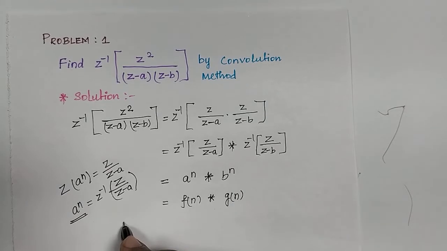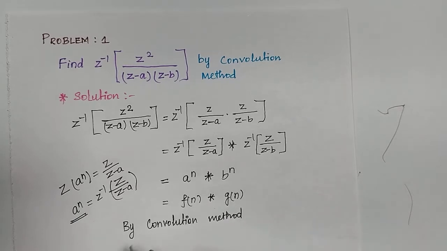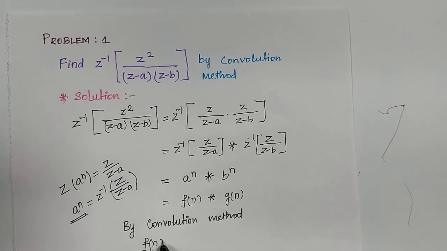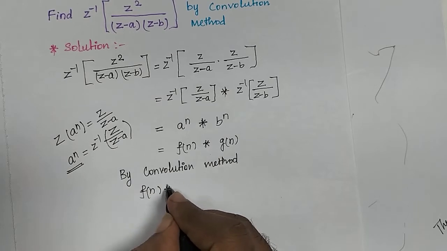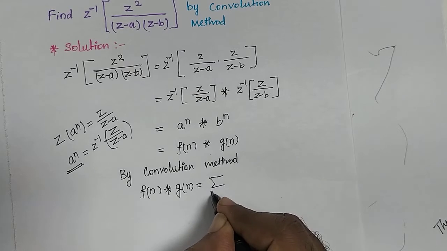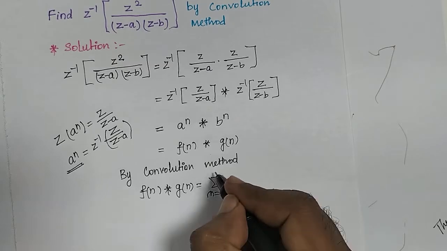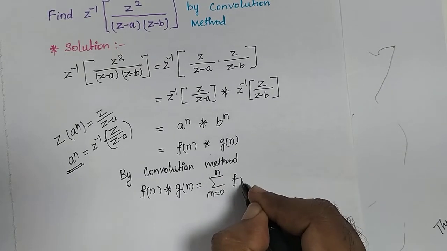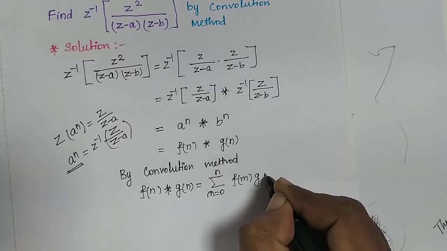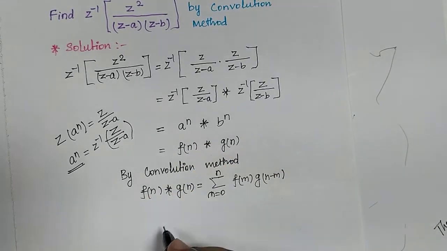So by the convolution method, what is the convolution method formula? f of n star g of n is equal to the sum of m equal to 0 to n, first function f of m, second function g of n minus m. So this formula here I am going to substitute.